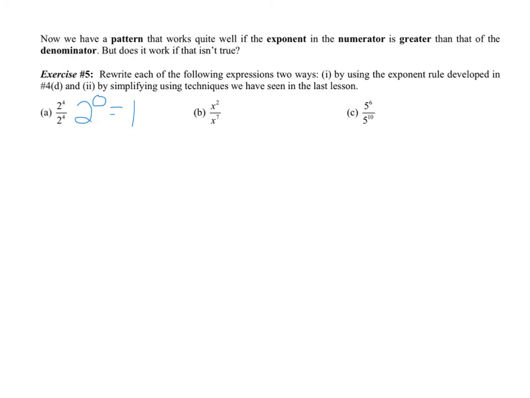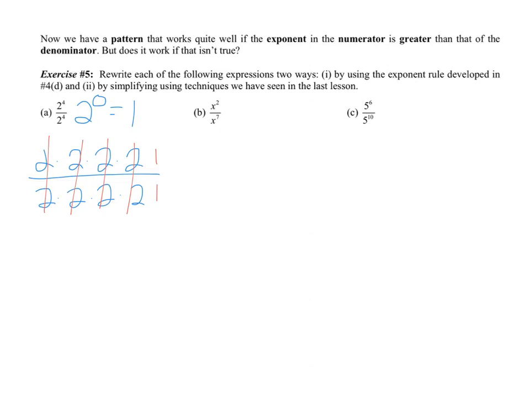And if I want to show you the long way of that, it's 2 times 2 times 2 times 2, all divided by 2 times 2 times 2 times 2. And in red, I'm going to show you: cancel, cancel, cancel, cancel. If I cancel everything out, I'm left with 1 over 1, which therefore gives me 1.